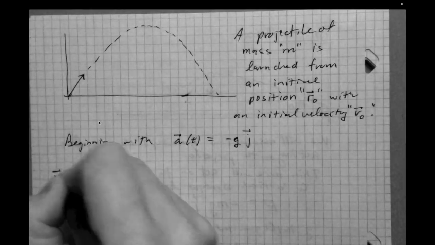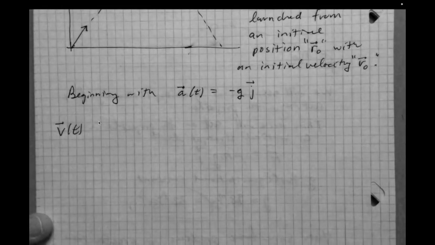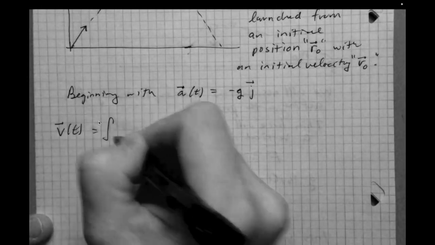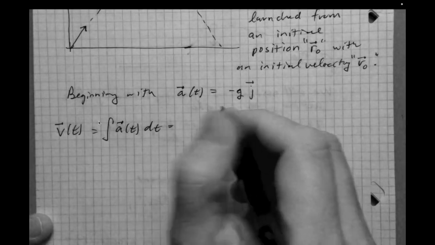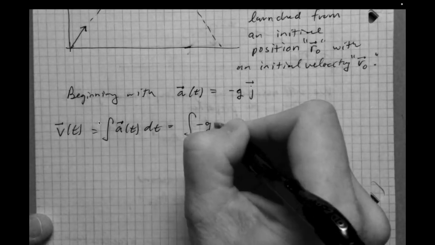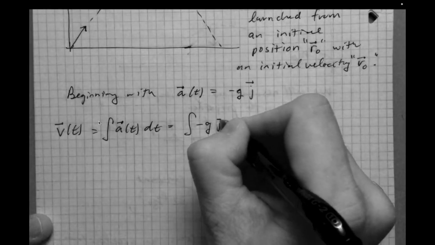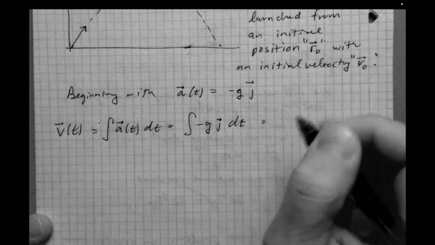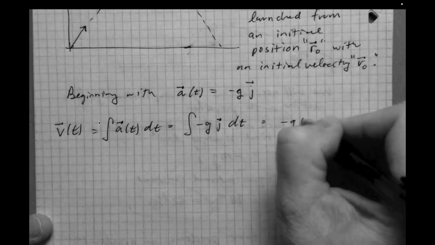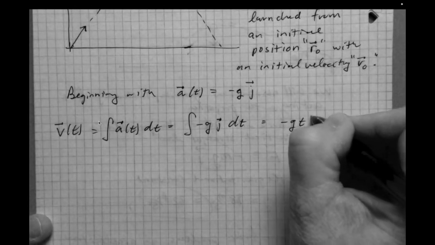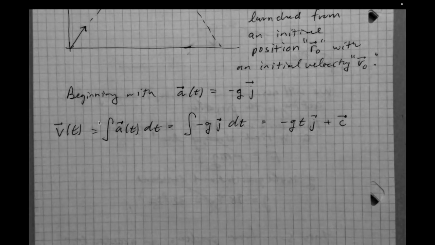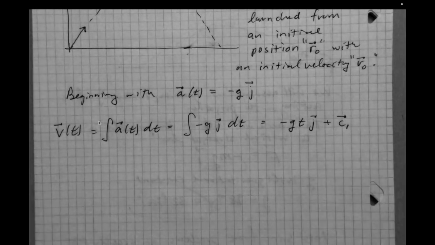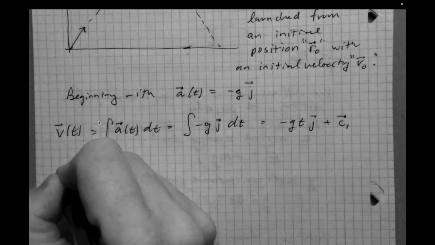And so velocity, we know, is just the integral of acceleration. We can integrate this, so that's equal to the integral of negative g times the j vector dt. And so what do we get? We get negative gt times the j vector plus some constant, and we'll call this c1. We're going to derive a couple of constants here.